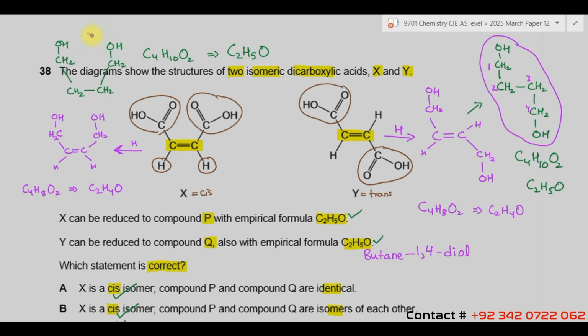Alright, let's do the same for this one. Numbering 1, 2, 3, 4. On first carbon we have alcohol, on fourth carbon we have alcohol. There are 4 carbon atoms in between. So again it is butane 1,4-diol. So if name is same, it means that this is not isomers, it is actually the same compound. So they are identical. Correct answer is A.